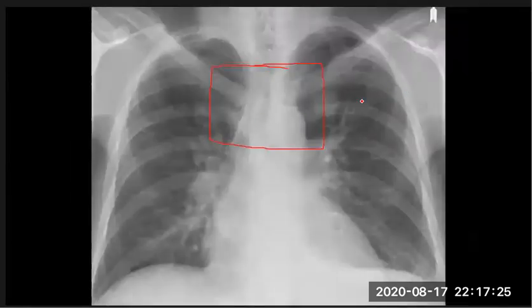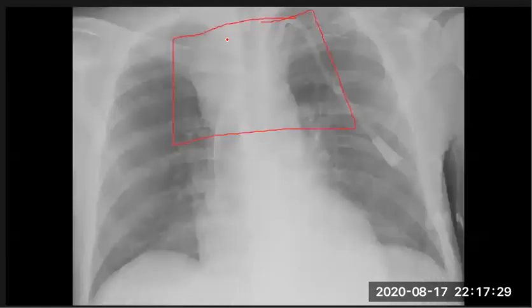The time between both X-rays is 12 hours. What is this? Mediastinal hematoma after insertion of the central venous line. So this is mediastinal hematoma. Also, we should look for what?